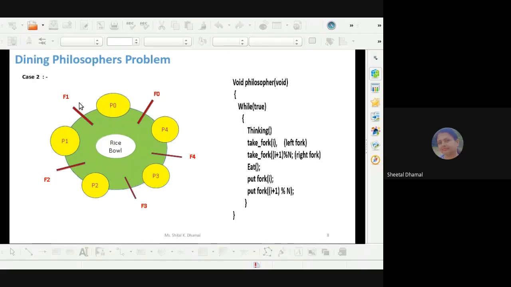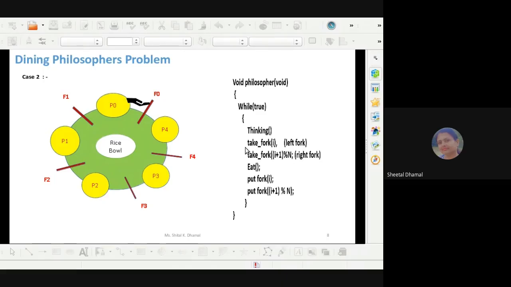In that case, no deadlock and no race condition occurred, because all the resources were not shared by the philosophers simultaneously. Now let us consider case 2. In case 2, let us consider that P0 is hungry. So he will execute this code and enter the eating phase from the thinking phase. For performing the eating operation, he requires the left hand side fork and right hand side fork.